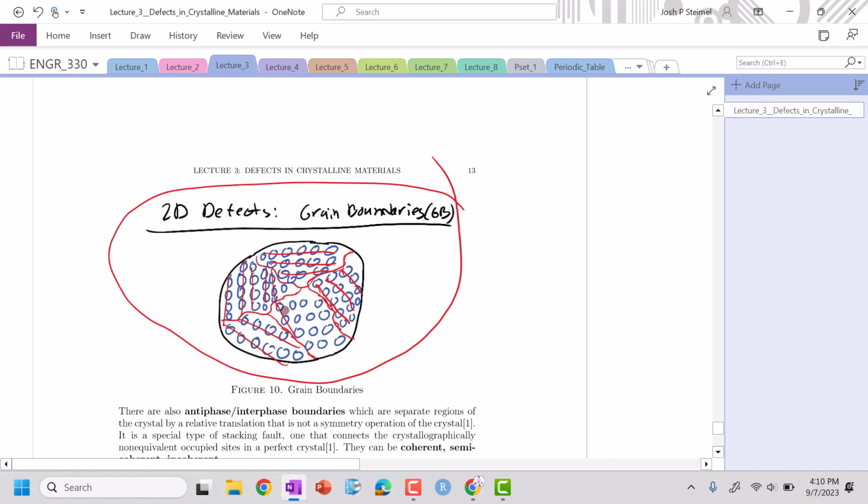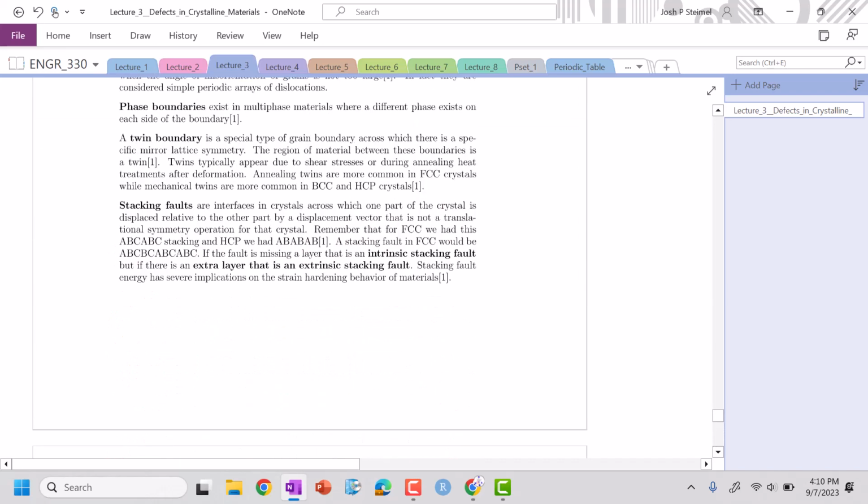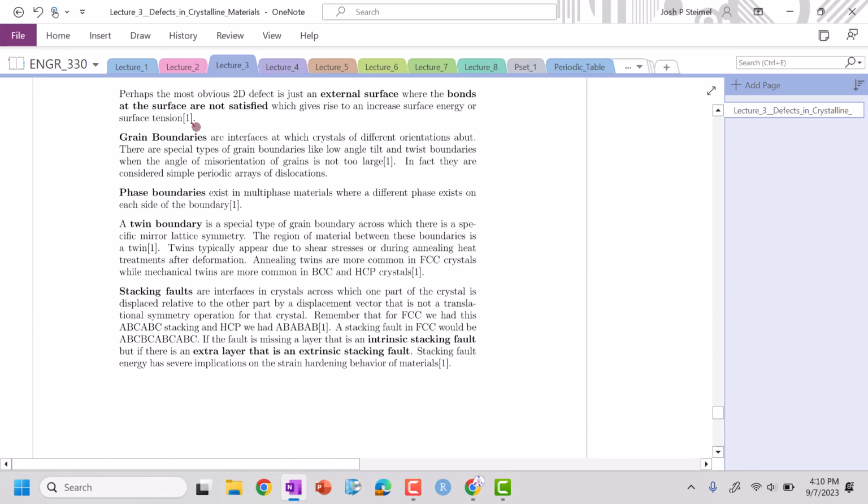So those grain boundaries are important because the size of those grains, as you figured out in that first problem set with nanocrystalline materials, essentially changes the mechanical properties. So grain boundaries are a big one that we're going to focus on in this course when it comes to mechanical properties. Phase boundaries: if we have multi-phase materials, different phases exist on each side. Twins are very important.